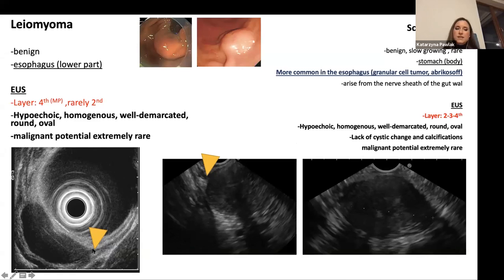And here you can see the connection with the layer: you will see that it is arising from the fourth layer for leiomyoma, which is well demarcated, oval, hypoechoic and homogeneous. And similarly, you will see here the connection with the fourth layer for the schwannoma.